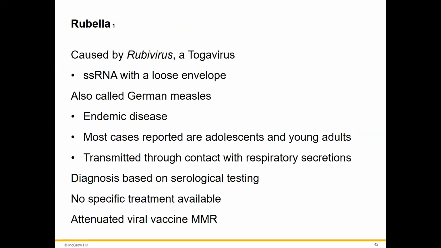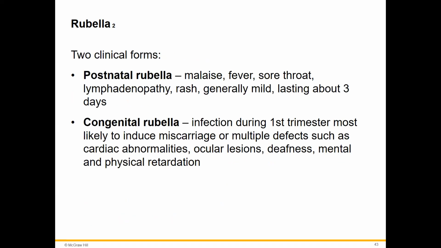Rubella, we talked a little bit about this already. Rubivirus, it's a Togavirus. It's single-stranded RNA, called German measles. It's a viral exanthem. It does not have Koplik spots. It does have a maculopapular rash. There's two forms, postnatal or congenital.